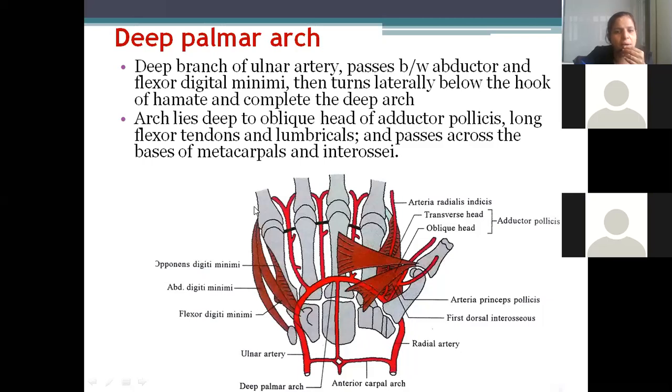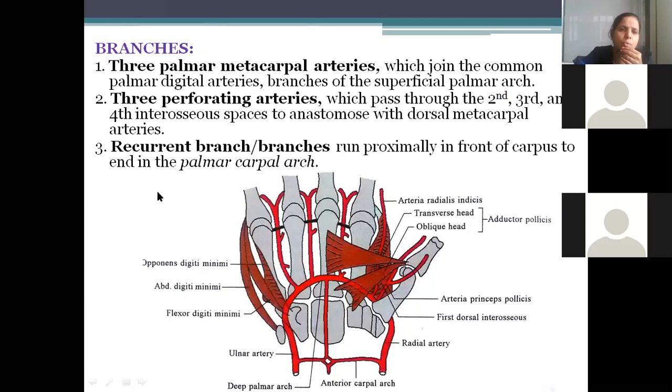It passes across the bases of the metacarpals. These are the metacarpal bones, and in between them we will have interossei. So this is the course. The branches, apart from princeps pollicis and radialis indicis, are these: 1, 2, 3. These arteries are going and supplying the metacarpal bones. So these are the 3 palmar metacarpal arteries.